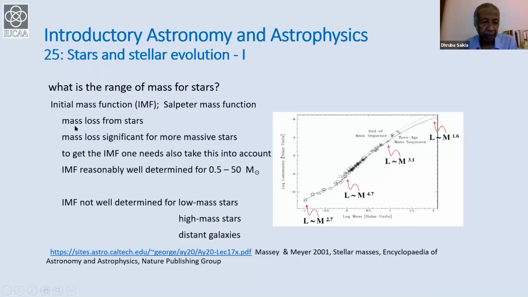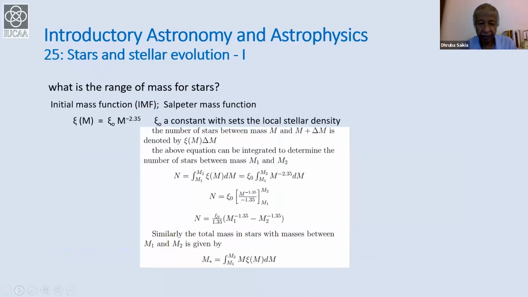The other aspect which you have to bear in mind for the massive stars is mass loss from stars, because massive stars lose mass much more than less massive stars, as we just saw when we were talking about the most massive stars. To get the IMF, one needs to take that into account as well. So it is reasonably well defined between about half a solar mass and 50 solar masses. But at the low end, we have difficulties in determining masses in binary systems and calibrating it well. At the high mass end, there are too few of them. And in distant galaxies, it has been a bit of a challenge, just observational constraints.